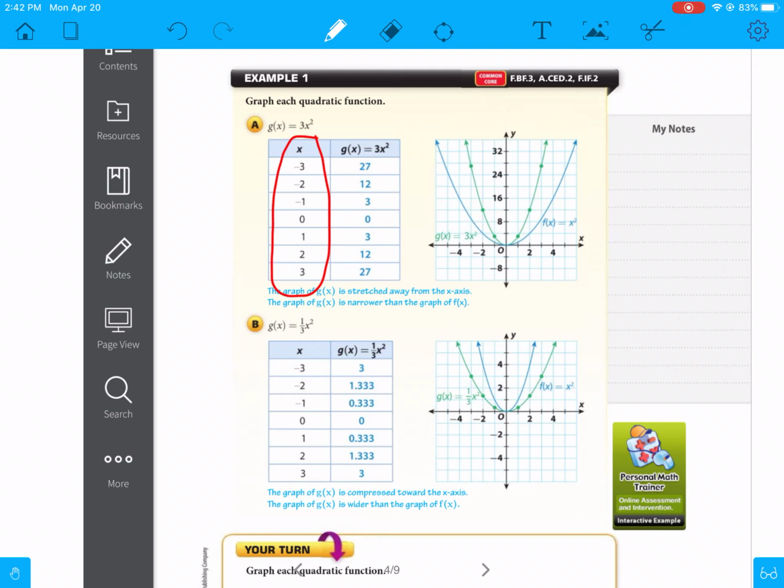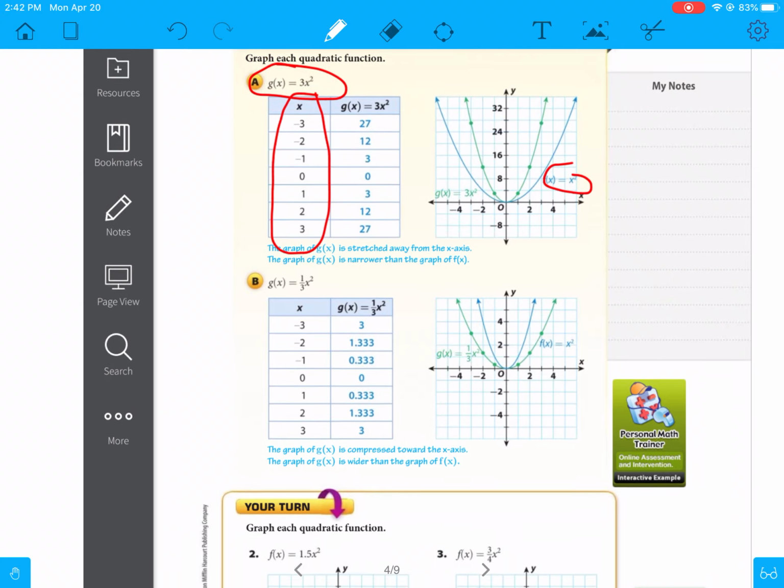They did negative 3, negative 2. You don't have to do that many values. Me personally, I usually do negative 2, negative 1, 0, 1, and 2 as my starting point. And if I need more, I can always do more. But just by looking at this, g of x equals 3x squared, you can tell that that's going to be vertically stretched. Our blue one is our parent function, and if you look at the green, it is vertically stretched.